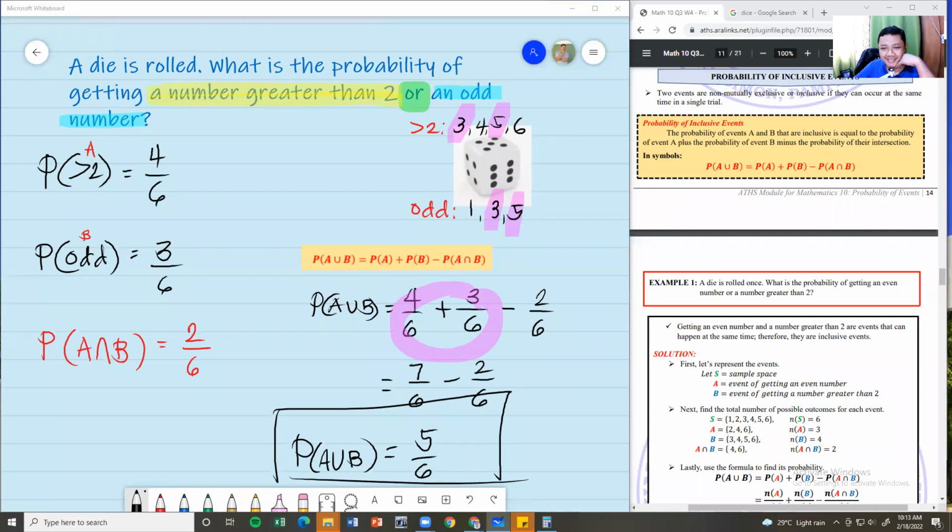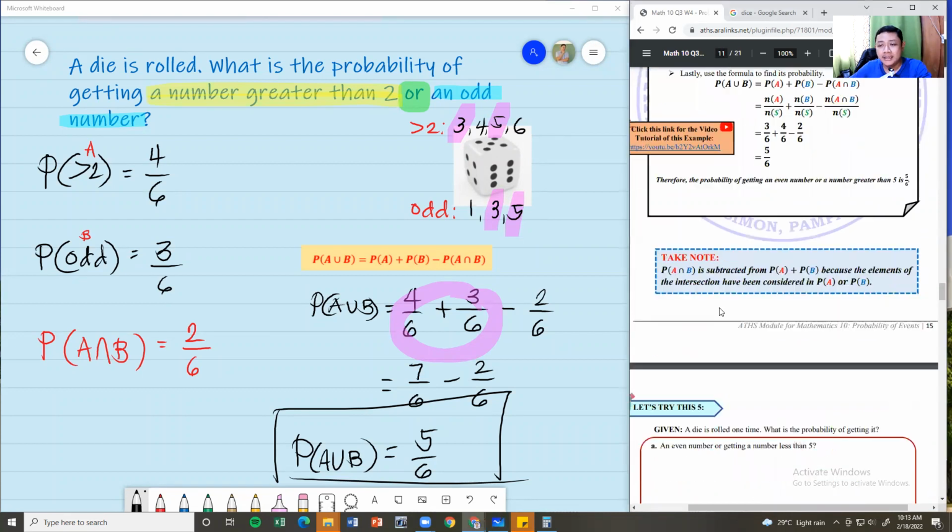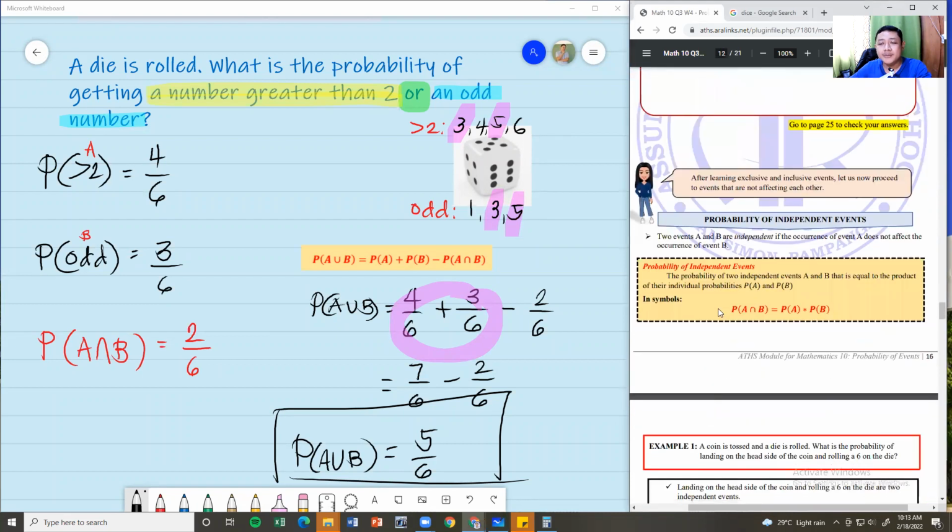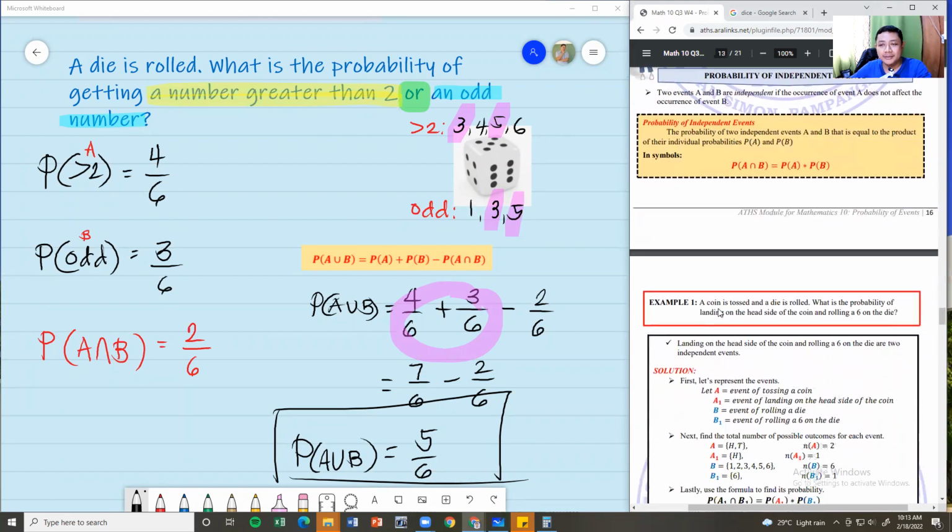Very good. Okay, got it? Thank you so much. So that is when there are common, so we need to subtract them at the end. Okay, remember that. Next, this one naman, ito, probability of independent events.